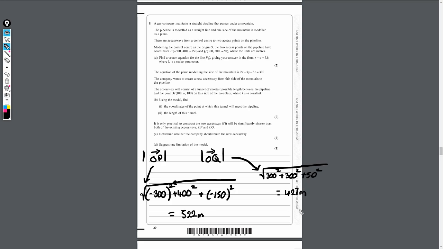Okay, so it says determine whether they should build the new accessway. Well, as the new tunnel is much shorter, the new accessway should be built. Because what it's saying is it's only practical to construct the new accessway if it's significantly shorter. Well, we got 221, so we had 221 meters. These two are clearly much larger. Okay, this is 427, this is 522. So therefore, the new accessway should be built.